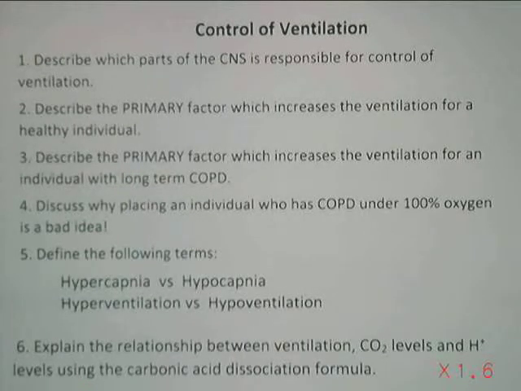Describe why placing an individual who has COPD under 100% oxygen is a bad idea. You'll then define the following terms: hypercapnia versus hypocapnia, hyperventilation versus hypoventilation, and finally explain the relationship between ventilation, CO2 levels, and hydrogen levels using the carbonic acid dissociation formula.